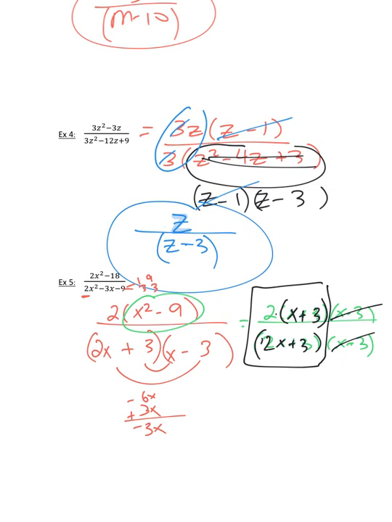And here you have a monomial of 2. That monomial of 2 doesn't have any other common monomial factors. So that's it. You can't do anything more. This is your final answer. 2 times x plus 3 over 2x plus 3.